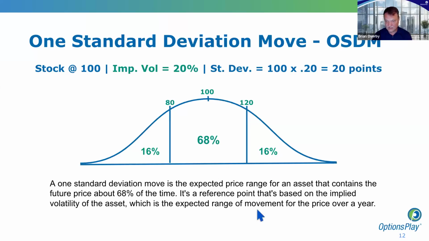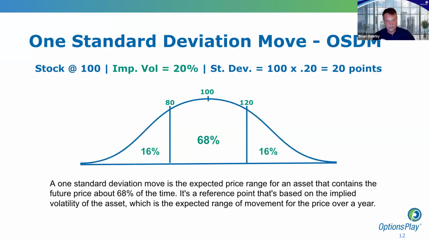Okay, since I clicked on the definition already, I'll go here and I'll just say a 1 standard deviation move is the expected price range for an asset that contains the future price about 68% of the time. It's a reference point based on implied volatility, which is the expected range of movement over a year. Okay, so a lot of people just stop there when they're doing a presentation, and I don't know if that's really fair to do, because this is in 1 year's time, right? What that standard deviation is.